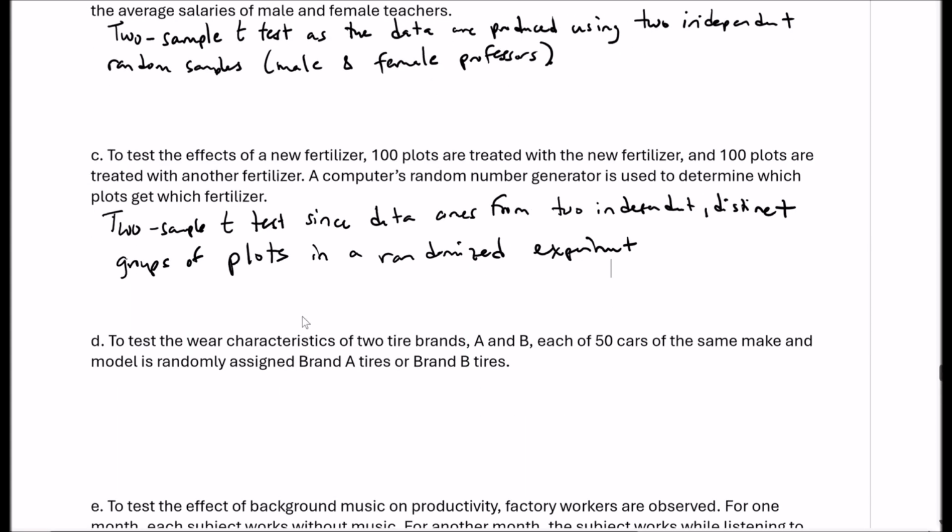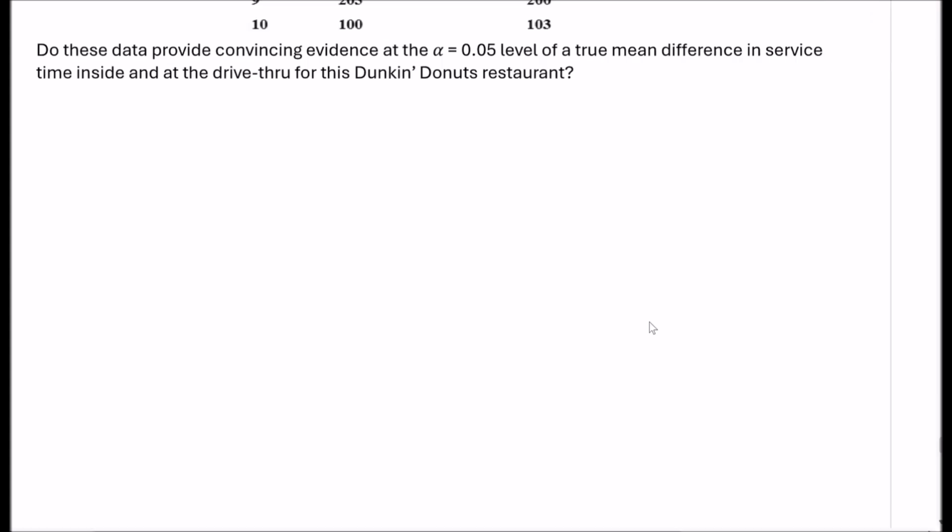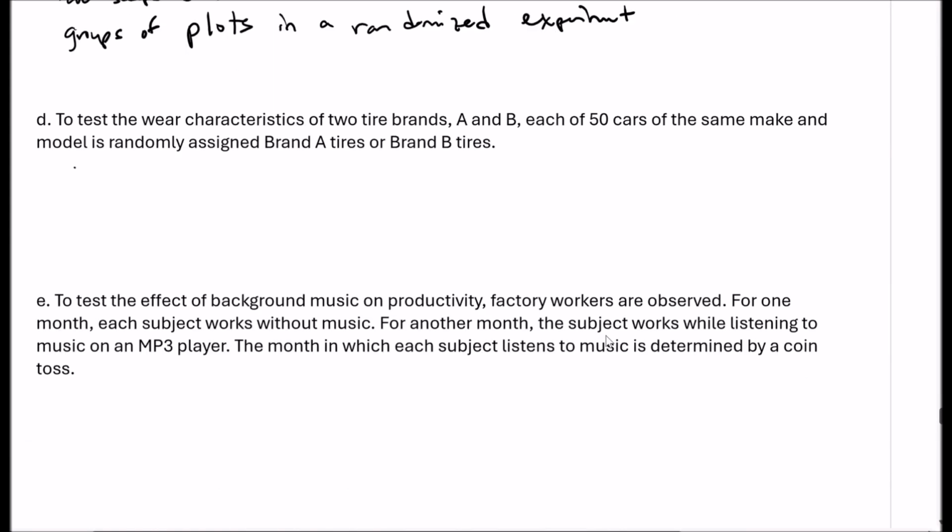All right, and then let's look at part D. So it says to test wear characteristics of two tire brands, A and B. Each of 50 cars of the same make and model is randomly assigned brand A tires or brand B tires. Okay, so we're looking at 2 tire brands, and these are independent ones. So this is going to be another 2 sample. Oops, hold on, let me scroll up here. All right, so 2 sample.